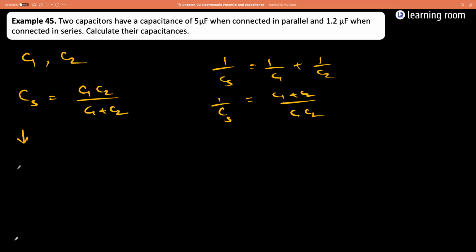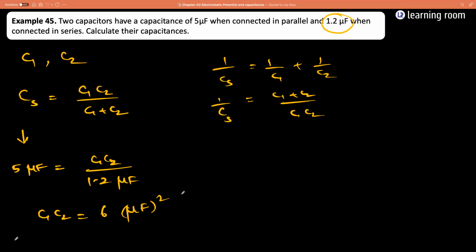So what should I do in the place of CS? It will be 1.2 microfarad is equal to C1 C2 divided by C1 plus C2, which is 5 microfarad. So what is the value of C1 into C2? That is going to be 5 into 1.2, which is 6. The unit will be microfarad squared; generally, we need not write it. So C1 C2 is 6, and C1 plus C2 is 5. Then how do I solve this?